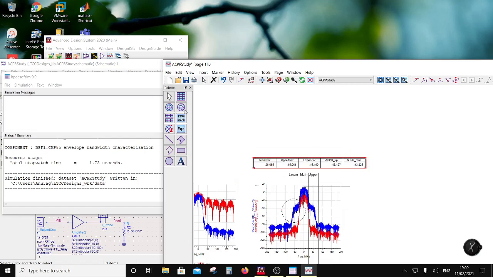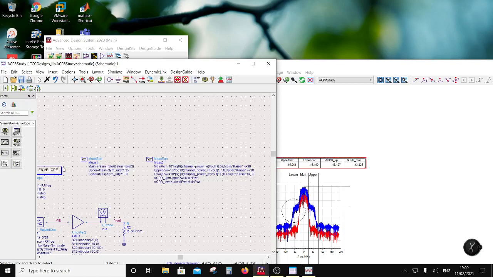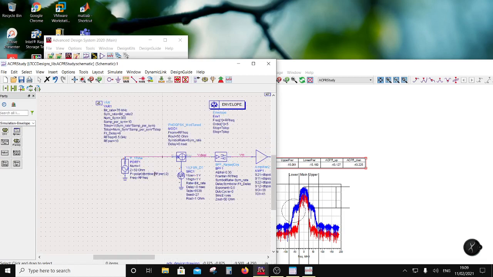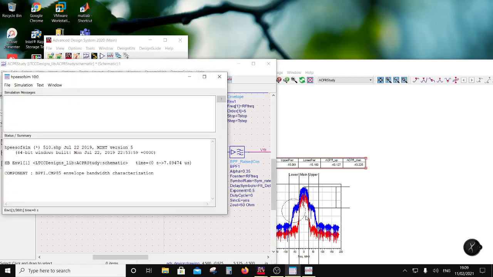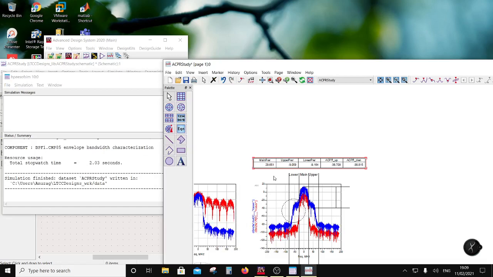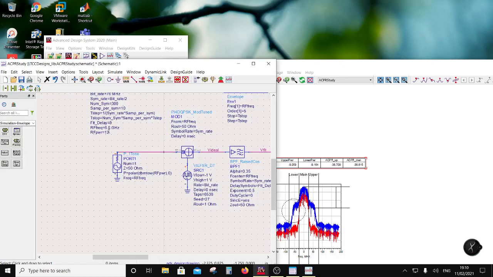Correct? So now let's boost the power more. Let's see what happens close to 1 dB compression. So here I am going to put something like 12 and hit simulate. Okay, so now I'm almost at 29.6, not 30 dBm out still. So I want to see what happens at 30 dBm out. So I'm going to put 12 and a half, and hit simulate.